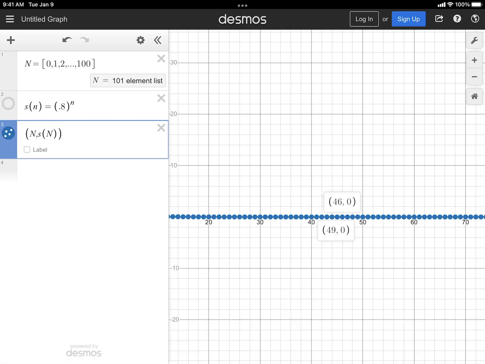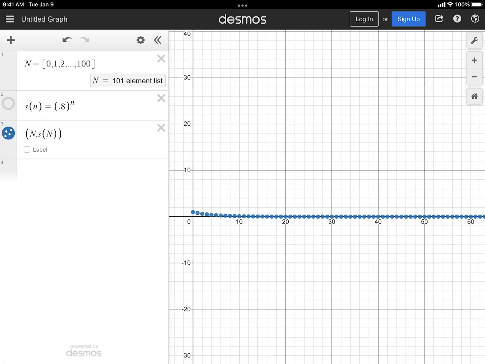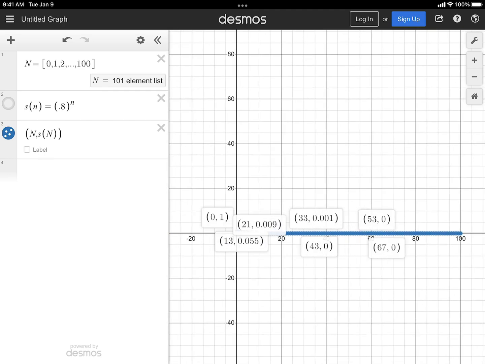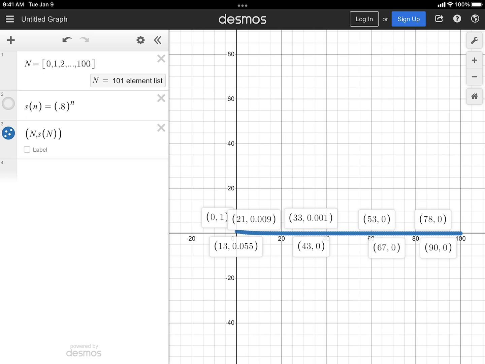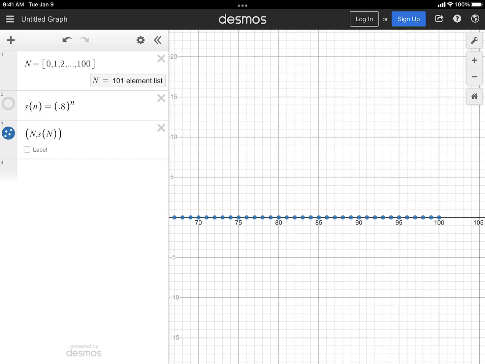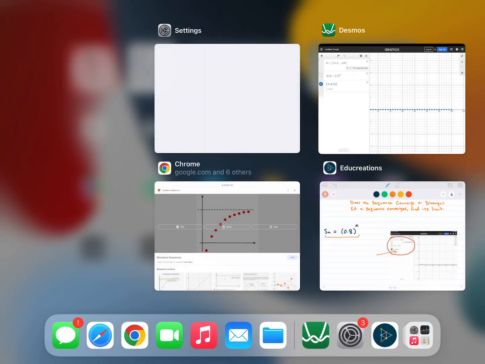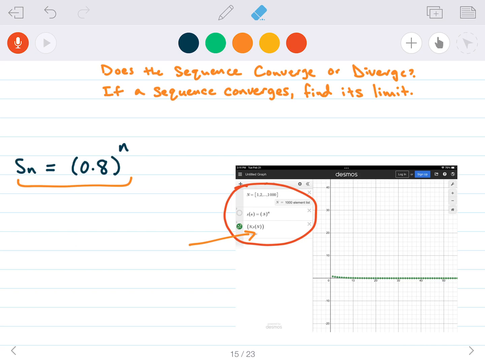All right, so now we can see our little sequence here. We have 101 numbers plotted out. And hopefully you guys can see what's happening as little n gets bigger and bigger. What's going to happen is this thing is going to tend to 0. So in this case, it does converge, and it converges to 0. That's the limit.